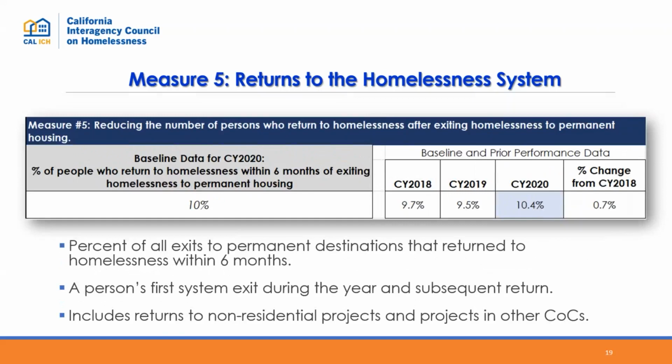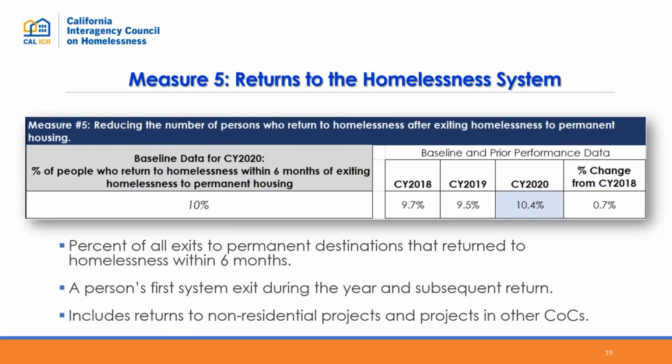Measure 5: returns to homelessness system. Measure 5 reports returns to the homelessness system after an exit to a permanent destination as a percentage of exits to permanent destinations. The return rate is the number of people who returned within 6 months of exiting to permanent destinations as a percentage of the total number of exits to permanent housing.